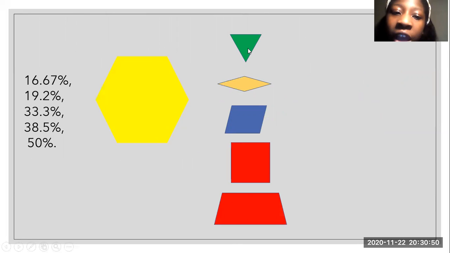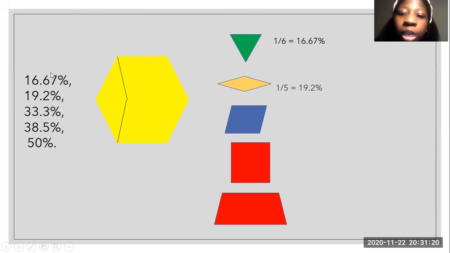Now, we have a triangle. A triangle will be able to fit into this 6 times if we actually go through here, and then we'll have 6 of them. So our section will be 1 over 6, which equals 16.67%, which will go to this one. Now we have this one, which is a little diamond. Our diamond will be able to fit into this 5 times if we just keep going. So it'll be 1 over 5, which is 19.2.